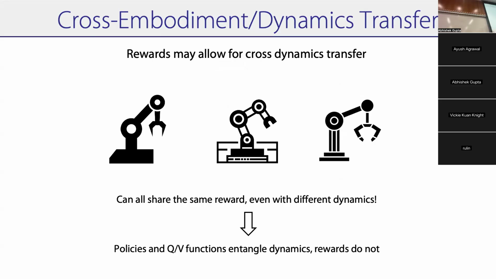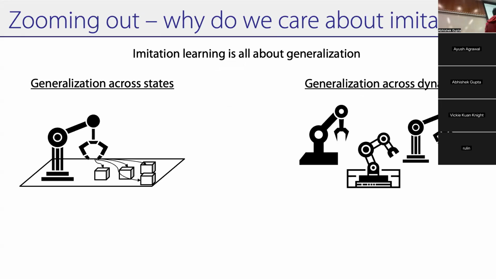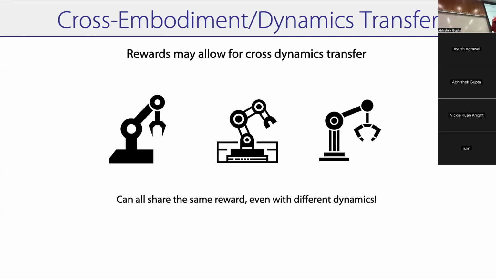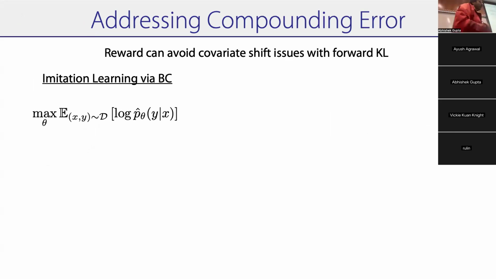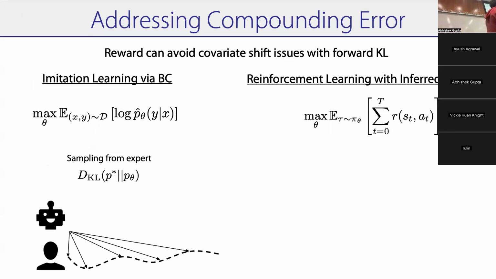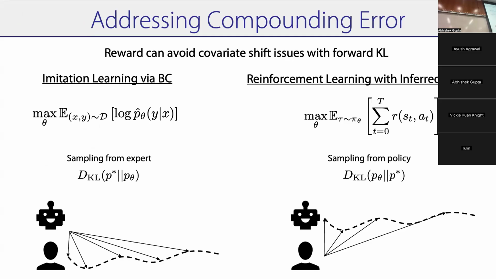So the point here is that rewards often don't entangle dynamics. Policies, Q functions and value functions often do. And so if I want to learn from demonstrations, it makes sense to want to extract a reward. The second point is that if you're trying to learn things with RL, it avoids compounding error because you're sampling under your policy, not under your expert data distribution. The same thing we covered in lecture.